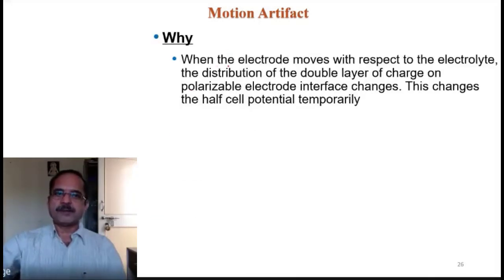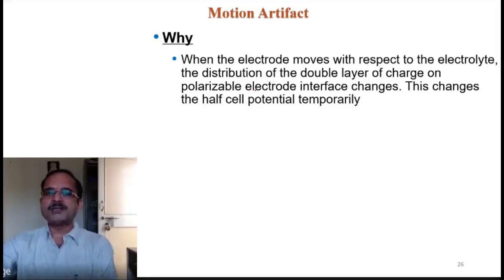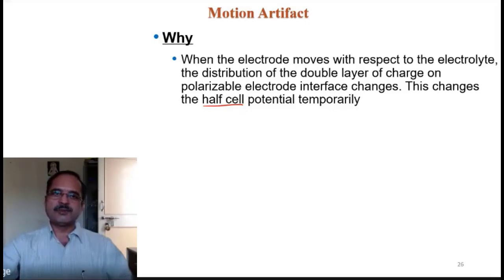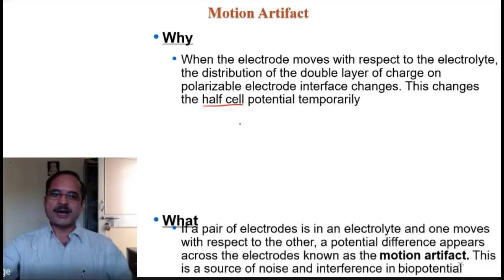So why this motion artifact? When the electrode moves with respect to the electrolyte, the distribution of the double layer of charge on the polarizable electrode interface changes. This changes the half cell potential temporarily. So because of the movement of the electrode, there will be some temporary half cell potential change. That is the reason for this motion artifact.